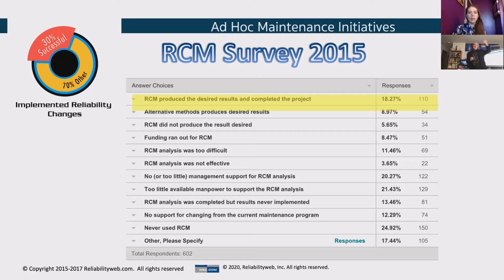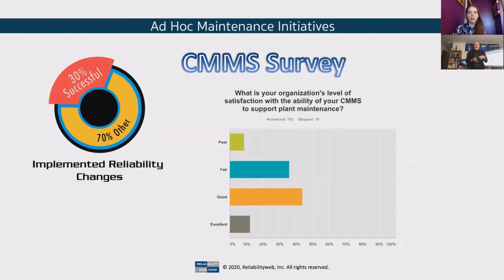So there's something going on here, because there's nothing wrong with RCM. Aircraft fly and don't crash. Nuclear plants operate. Defense systems work. RCM works just fine. There's something we're doing with RCM that isn't working so fine. CMMS.